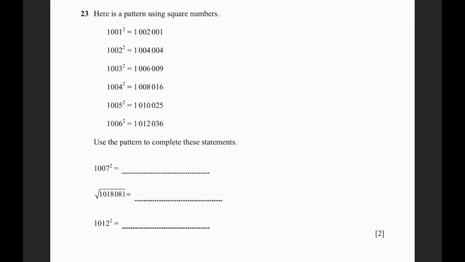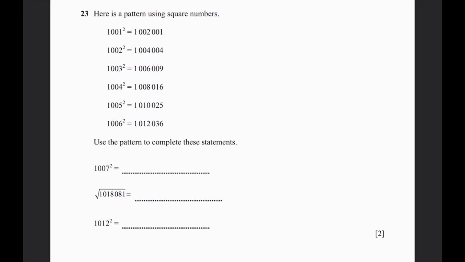Here's a pattern using square numbers. 1001 squared is 1,002,001. 1002 squared is 1,004,004, and so on. Use this pattern to complete these statements. 1007 squared equals what? The square root of 1,018,081 is what? And 1012 squared is what?